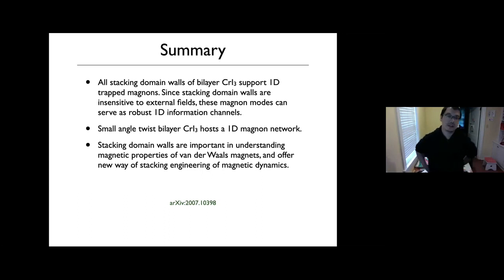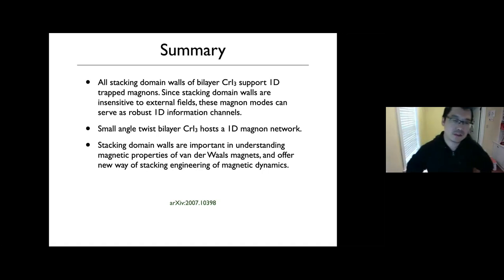So let me summarize. What we show is that chromium triiodide is different from graphene because it has two symmetry-inequivalent stacking domains. This gives us three types of stacking domain walls, and we have shown that all of them support one-dimensional trapped magnon modes.